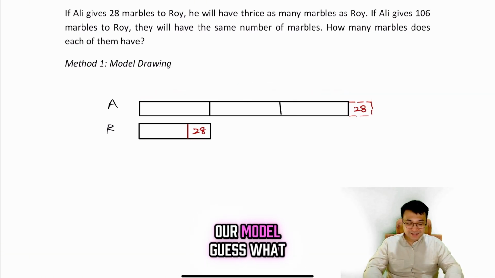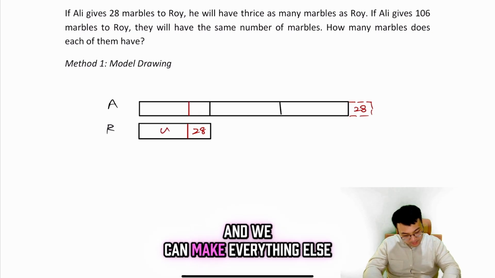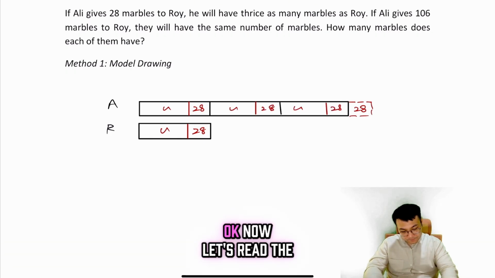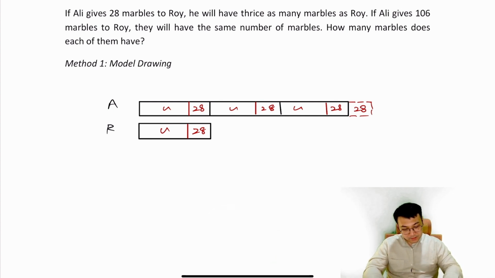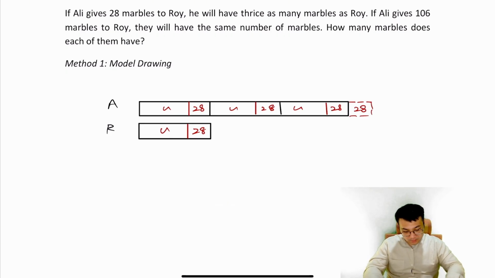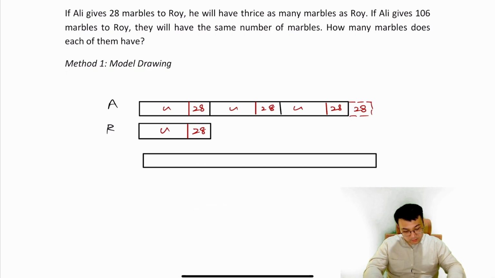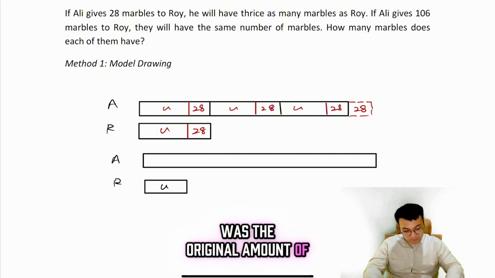So now that we have our model, guess what? We can just say that this is 1 unit, and we can make everything else the same so that it is easier for us to find the number of units. Okay? Now let's read the other sentence. If Ali gives 106 marbles to Roy, they will have the same number of marbles. So let's duplicate the model. This is the original amount of marbles that Ali had. And this 1 unit was the original amount of marbles that Roy had.